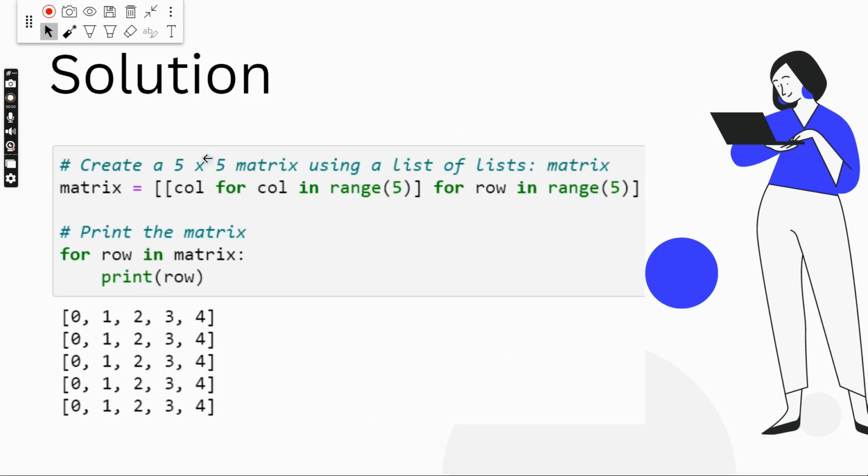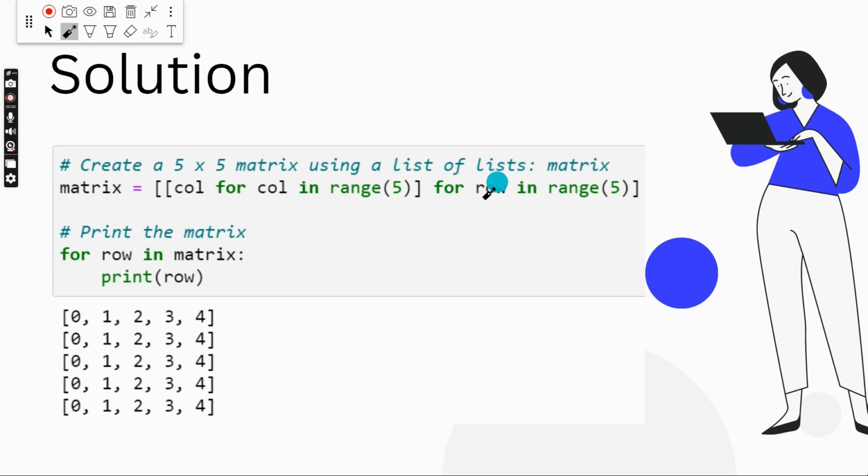The solution to the question is, this is how we can create a 5 into 5 matrix using a list of lists. Here we are going to read from here. The first loop is for row in range 5. Here we have created 5 rows starting from 0, 1, 2, 3 and 4. Rows are 1, 2, 3, 4 and 5. We are having 5 rows.